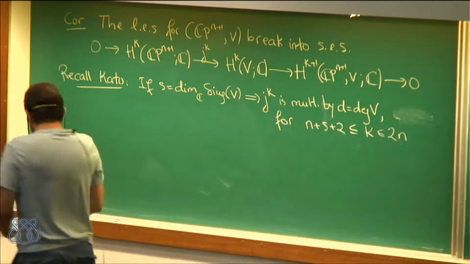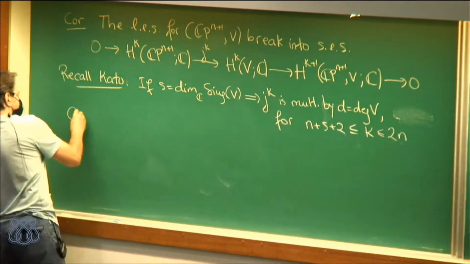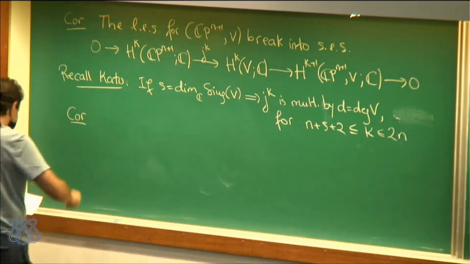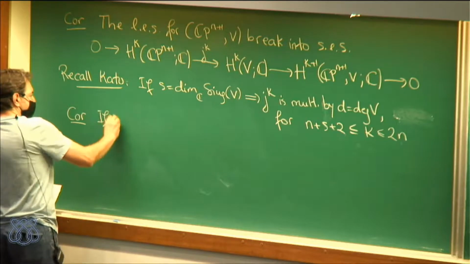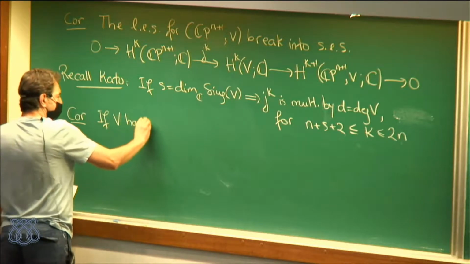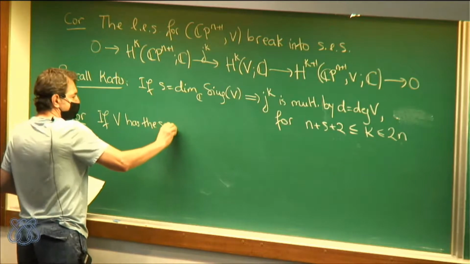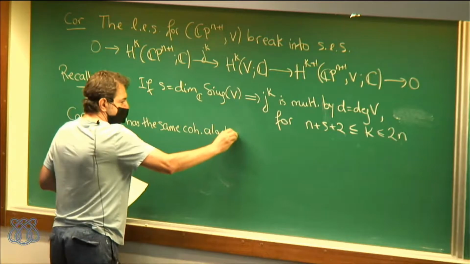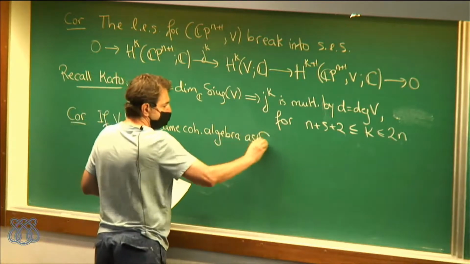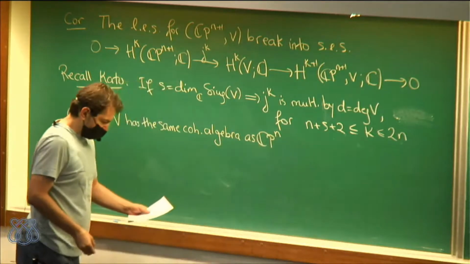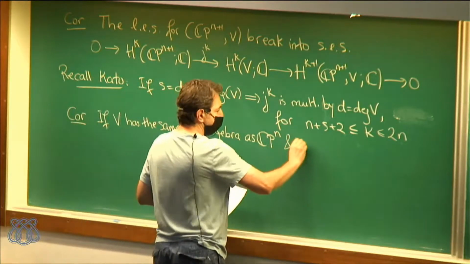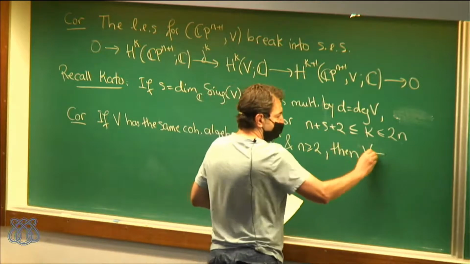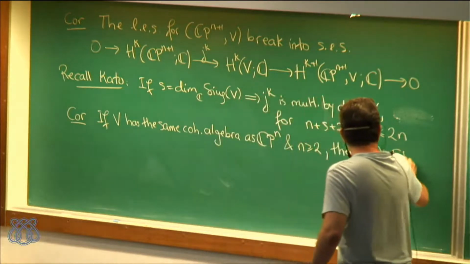All right. So I put a corollary on the slides, or an exercise, which said that if V has the same cohomology algebra as CP^n, and n is at least 2, then V is isomorphic to CP^n as varieties.